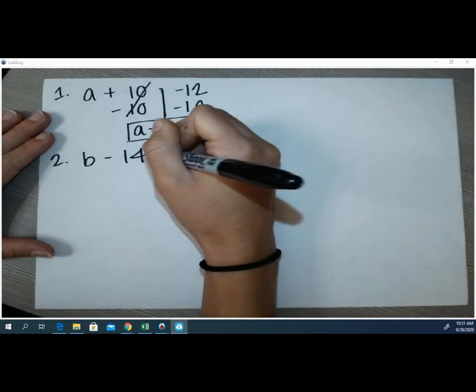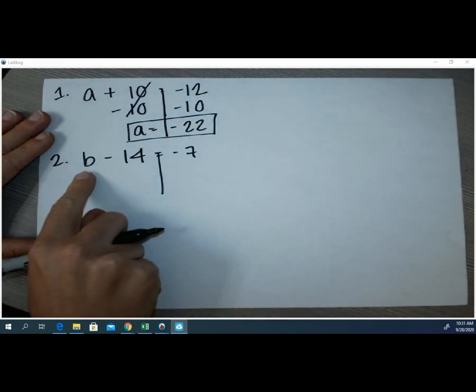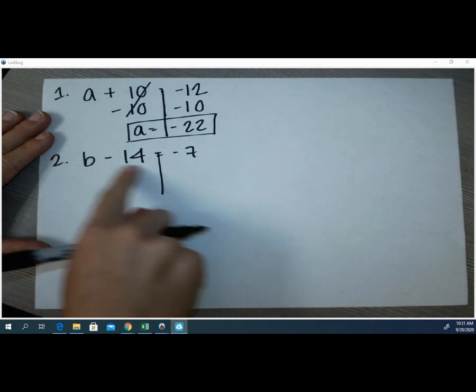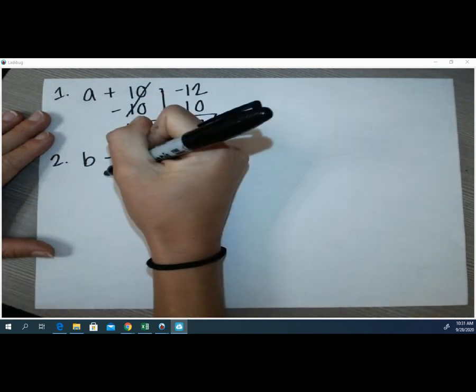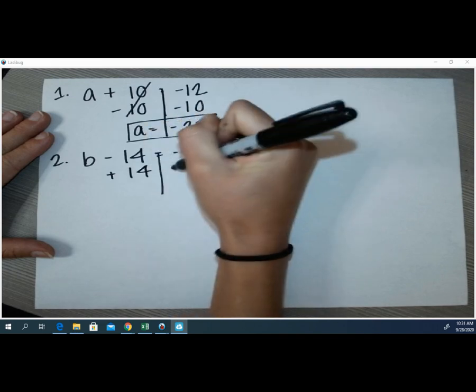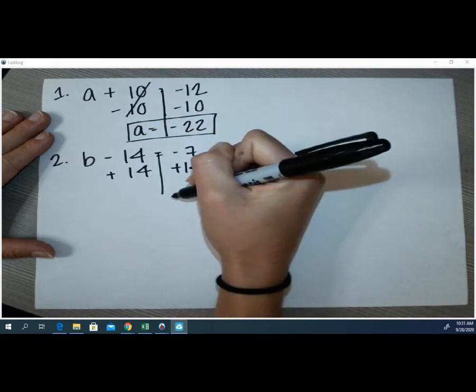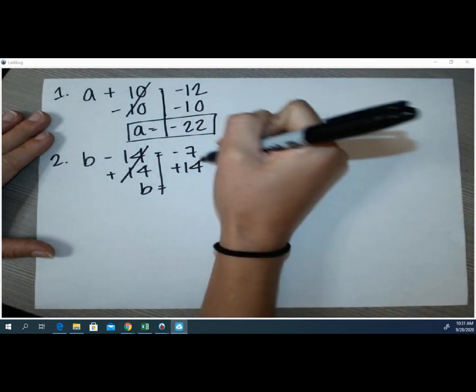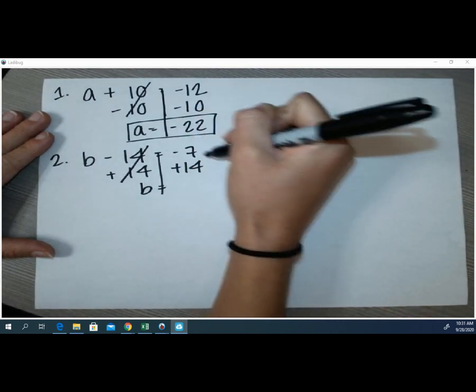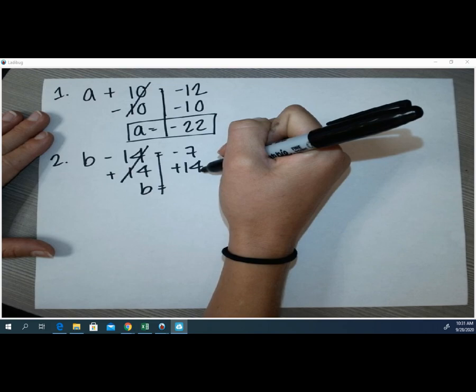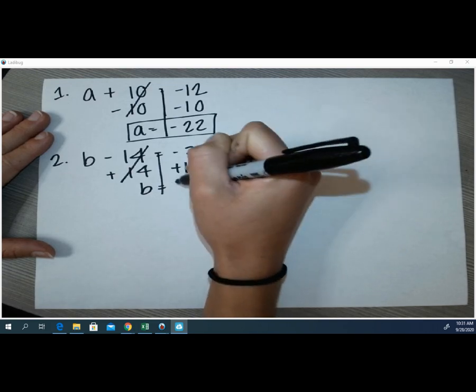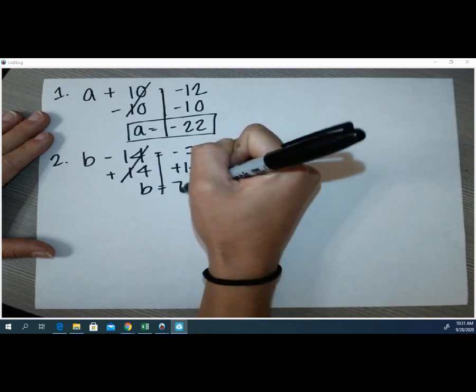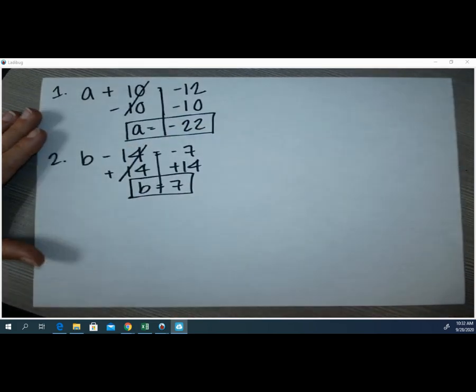All right, time to check. So I see B, I'm solving for B. I see subtraction. The opposite of subtraction is addition, so I'm going to add the 14 to both sides. So B is equal to negative 7 plus 14. If I owe $7, but I get 14, I find it or I work for it, I pay off my debt and I still have $7.